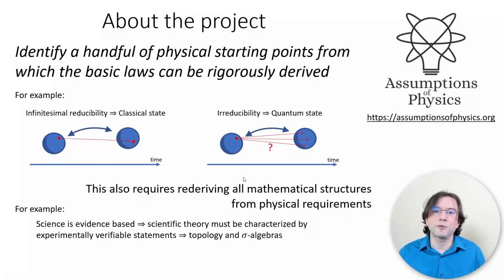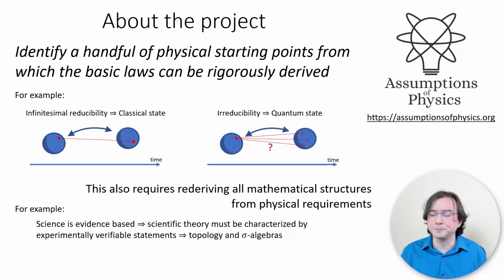The main goal of the project is to identify a handful of physical starting points from which the basic laws can be rigorously derived. If you're familiar with modern theories like quantum mechanics, quantum field theory, and even parts of general relativity, the starting point is really a set of mathematical equations, a mathematical framework, and it's typically difficult to understand exactly what the physical context of this mathematics is, which creates problems. And so we want to do things a little bit like we used to for the laws of mechanics or thermodynamics: start from physically motivated and physically justified ideas.